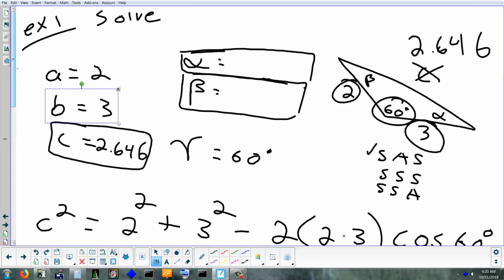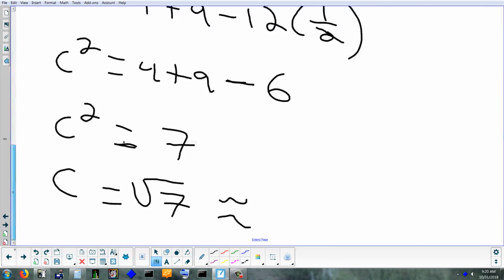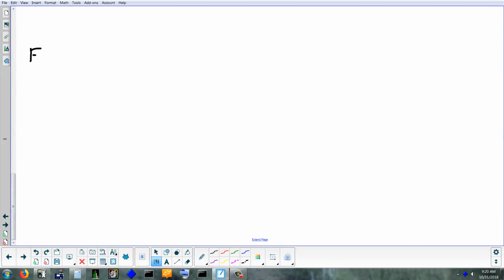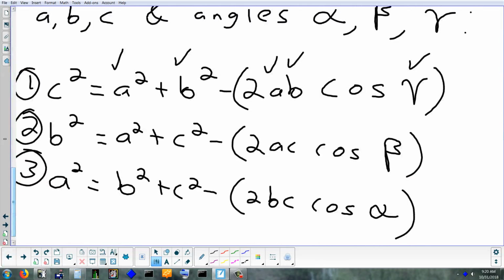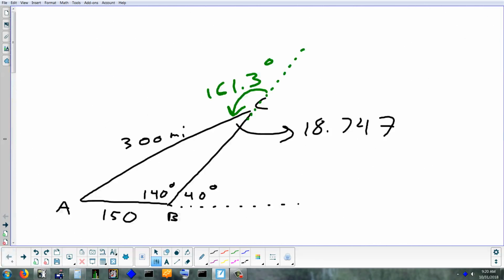Okay, so now we have a choice. We just found, what did we just find? C. We could do alpha or beta next. It doesn't make any difference. So which one do we want to do next? Alpha. Let's find alpha. To find alpha, I'm going to look at the law of cosines. And this time I'm going to use the third version. It starts out a squared equals b squared plus c squared. Okay, so let's start with that.